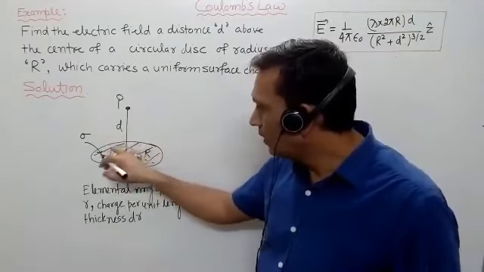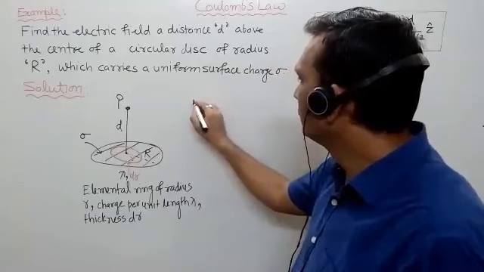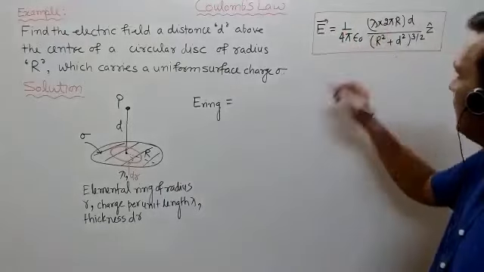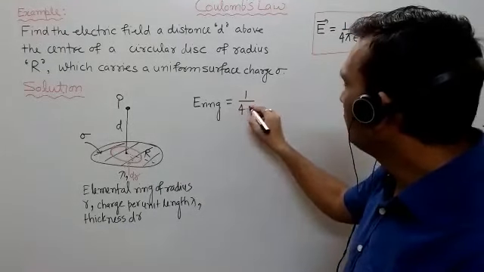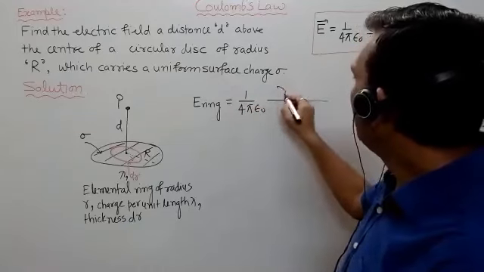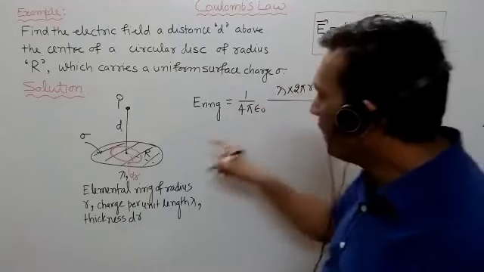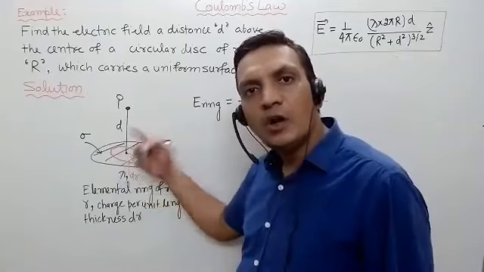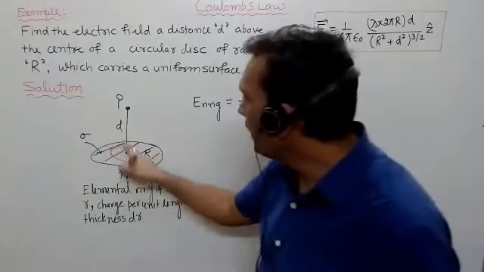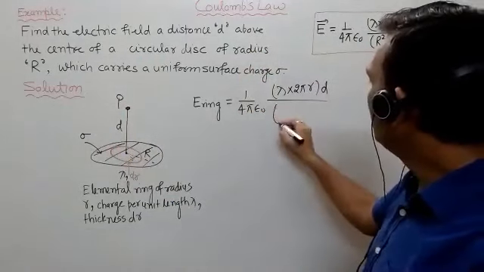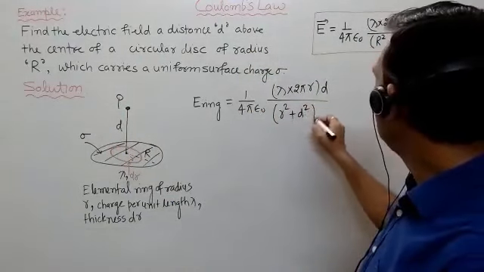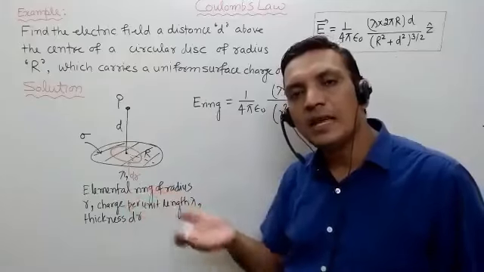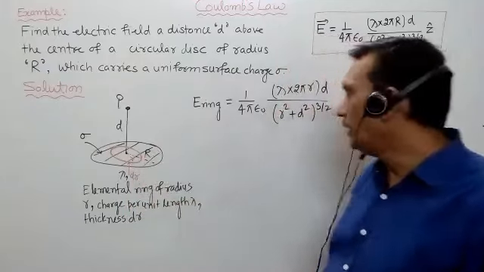So now you can easily write the electric field due to the elemental ring. What will be the electric field due to the ring? You know this relation: 1 by 4 pi epsilon naught lambda into 2 pi small r. Lambda I have assumed as the charge per unit length on the ring, and the radius is small r. You have to find the field at d distance away, so this is d. Now here you have to write r square plus d square power 3 by 2, and the direction is z cap because you have the same symmetry. The disk is in the xy plane, so the loop is also in the xy plane.